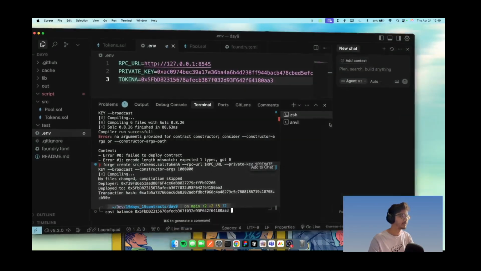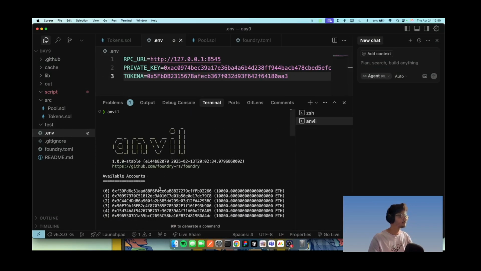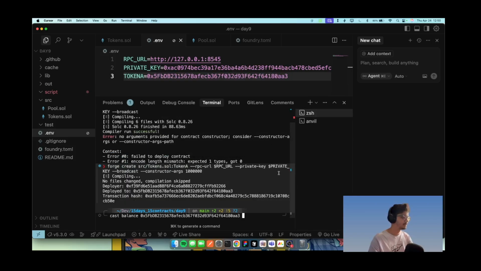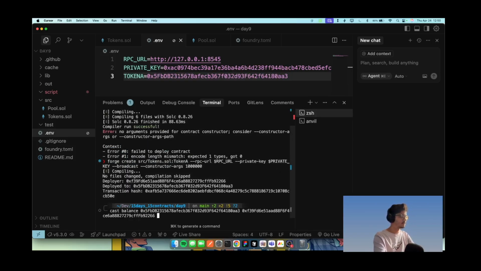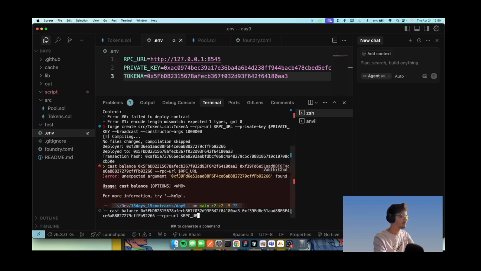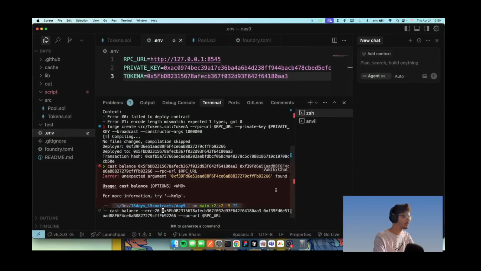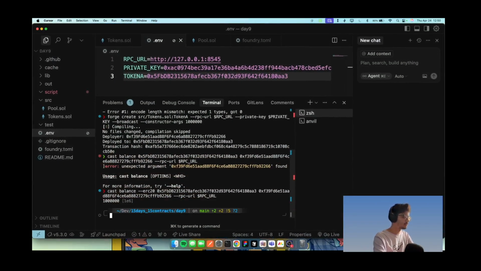Okay, the address of this guy, so this is the first key that we use. I always use the first key. So this would be the balance and RPC URL. Balance ERC20, this is the flag, right? Yeah, ERC20. Okay, that is the initial supply that we passed.